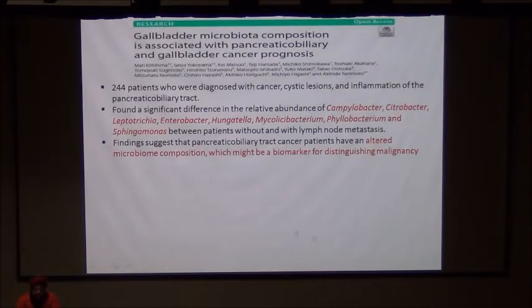There are other papers, published in BMC Microbiology. In this paper, they took 244 patients who were diagnosed with cancer, cystic lesions and inflammations, and they found a significant difference in the relative abundance of Citrobacter, Enterobacter and others. These findings suggest that pancreatobiliary tract cancer patients have an altered microbiome composition which might serve as biomarkers.